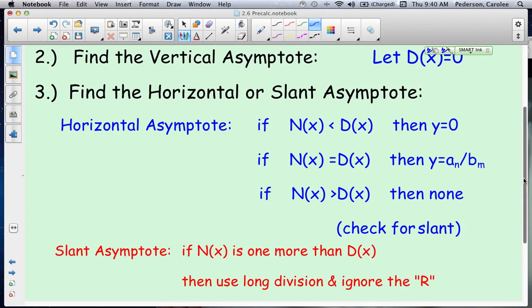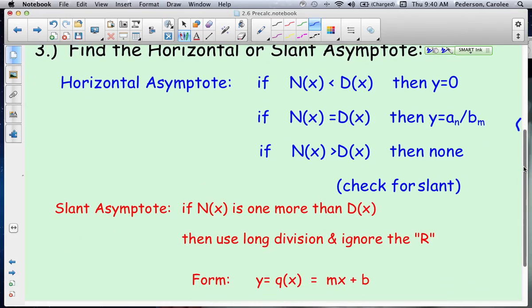Then there are possible horizontal or slant asymptotes. So I do that as step 3. And I'm looking at the degree of the numerator over the degree of the denominator. If the numerator is greater than the denominator, then you have a slant or a horizontal at y equals 0. If the degrees are the same of the numerator and denominator, then you have a horizontal asymptote when you divide the coefficients.